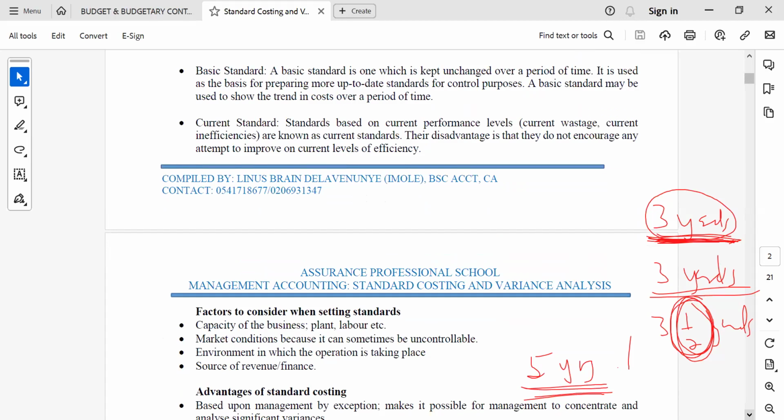Someone mentioned the capacity of the business. In terms of the capacity of the business, it can be the plant, the labor, and those things that you have. You have a machine, a plant that can produce up to 25,000 units. Can you set the standard to produce 28,000 units for a year? If you are going to set a standard for production, would the standard be more than 25,000?